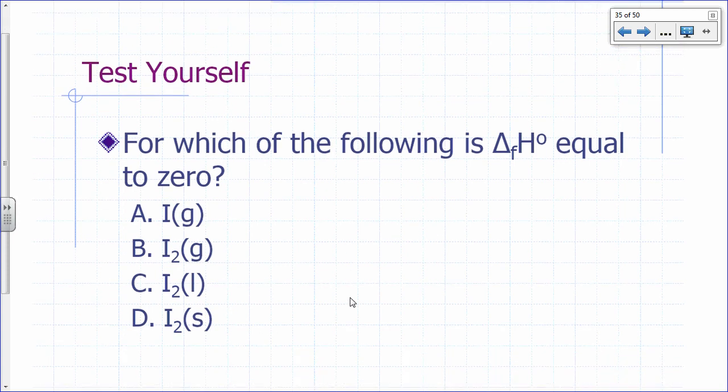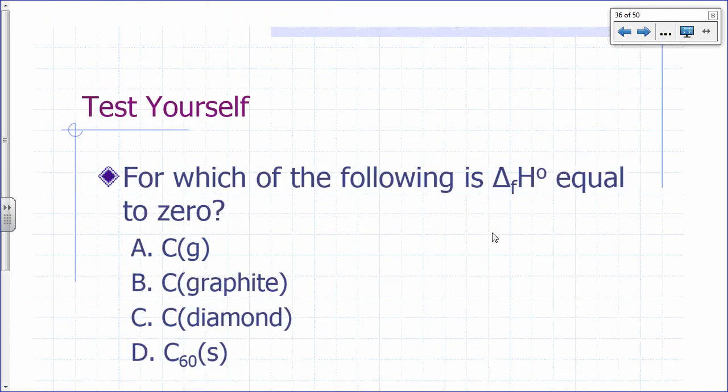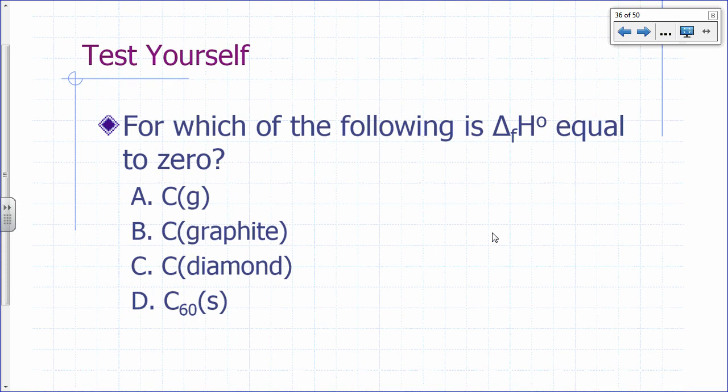So for which of the following is the delta H of formation equal to 0? I gas, I2 gas, I2 liquid, or I2 solid? Iodine solid is diatomic under ordinary conditions, right? Solid and diatomic. So that's the standard state of iodine at room temperature. For which of the following is the standard enthalpy of formation equal to 0? Carbon graphite, carbon gas, carbon diamond, carbon C60. Graphite. Okay. It's the most stable form of carbon.